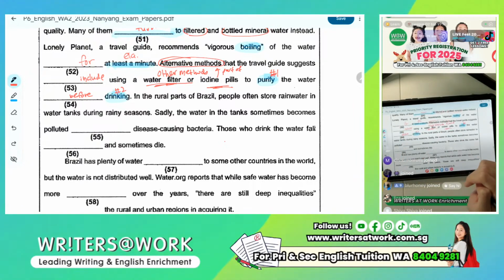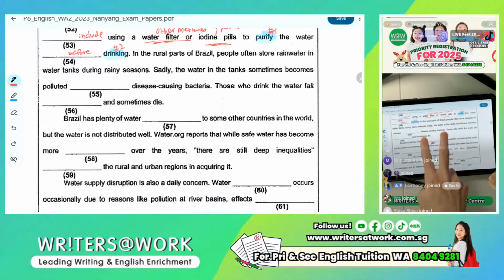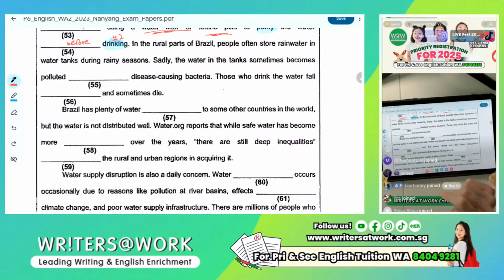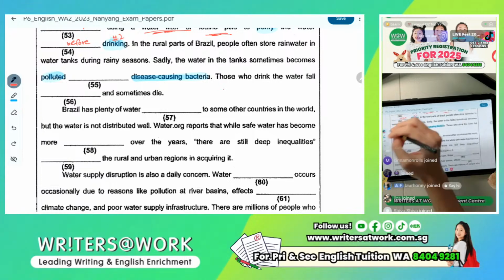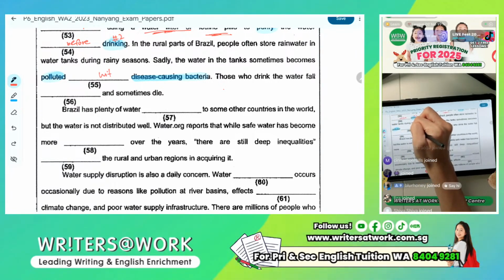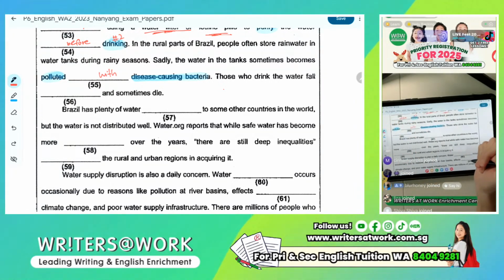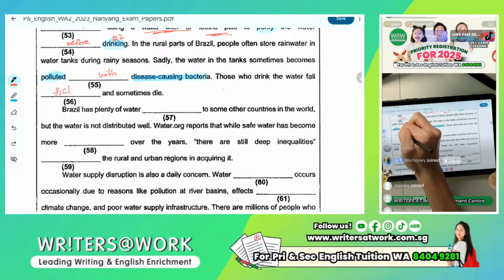In the rural parts of Brazil, people often store rainwater in the water tanks. Sadly, the water in the tanks sometimes become polluted, disease-causing bacteria. So you can see the pollution is caused by certain things, this thing, the bacteria. So you'll say they are polluted with the bacteria. And those who drink water will fall, they'll be sick. You can just say fall sick.